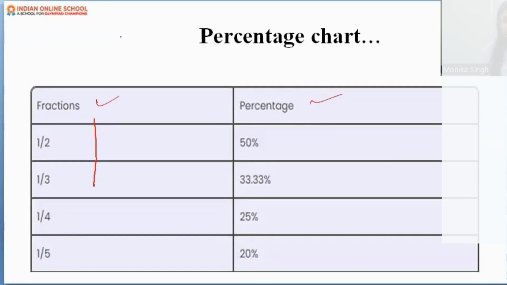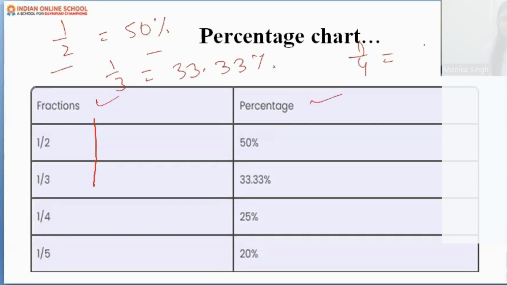Now let's see the fractions and percentage relationship. We can write 1 by 2 as 50%. Half means 50%. 1 by 3 is 33.33%. 1 by 4 means 25%. Like this, 1 by 5 means 20%. So this is the percentage and this is the fraction form.